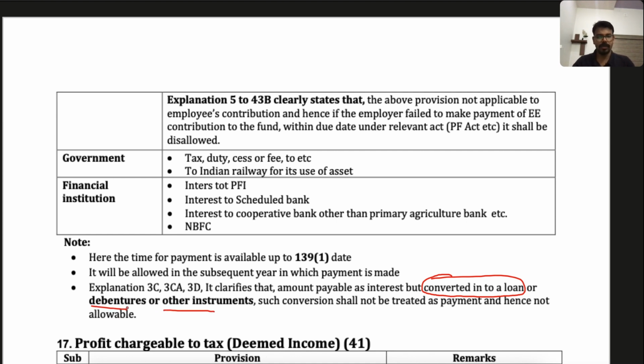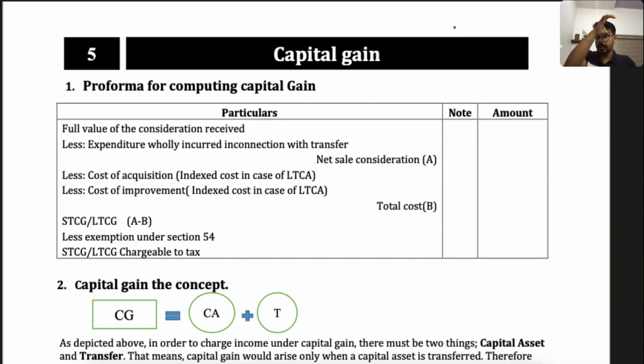Earlier we had an explanation saying that if you have, for example, a pending interest of 10 lakhs and you converted this interest to a loan, this cannot be regarded as a payment. That 10 lakh we cannot regard as a payment. So we already had this clarification that conversion into loan is not a payment. Now they included that conversion to debentures or other instruments is also not regarded as a payment. Okay, simple, that's a small amendment they brought in. So that's all about the amendments in PGBP.